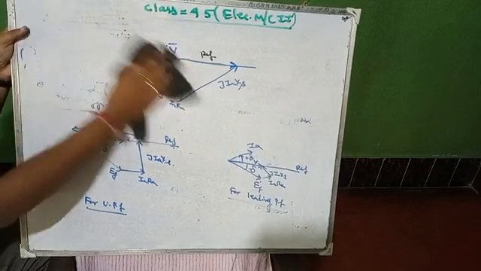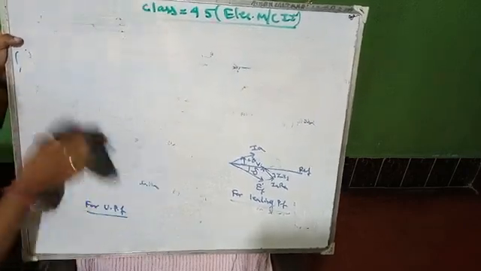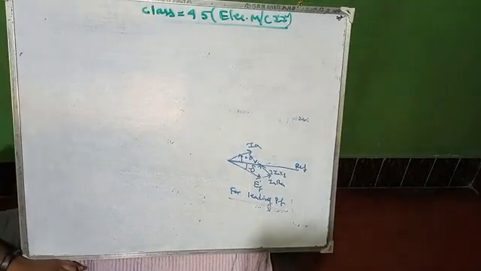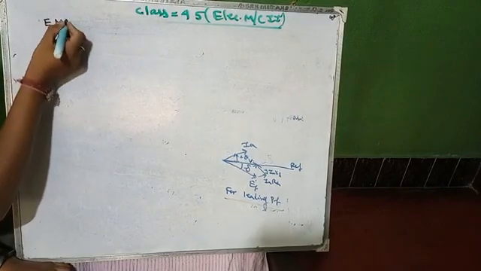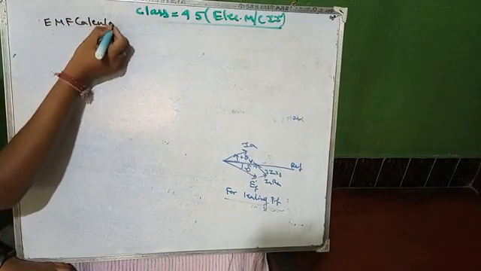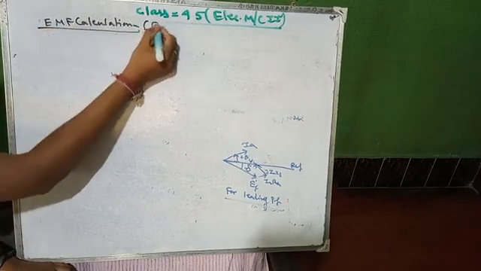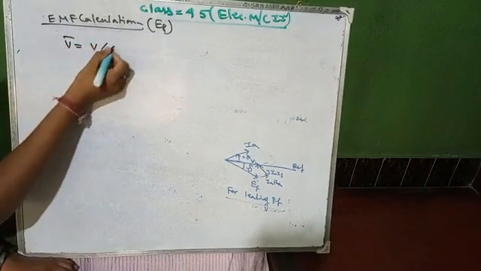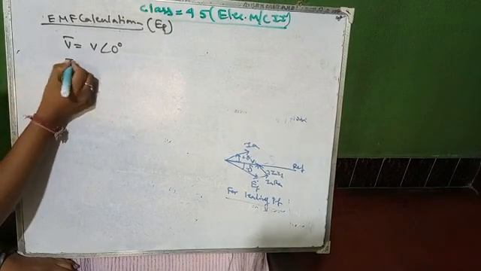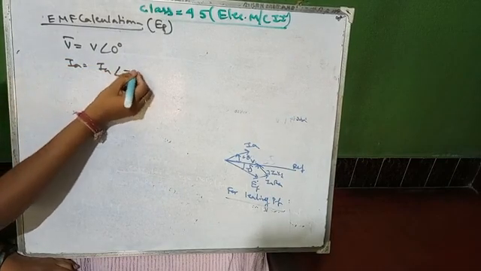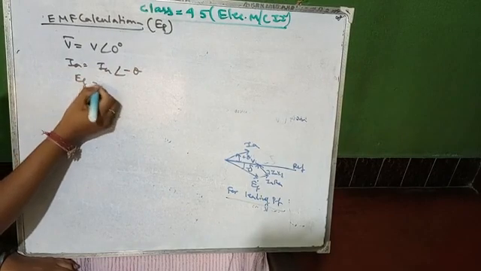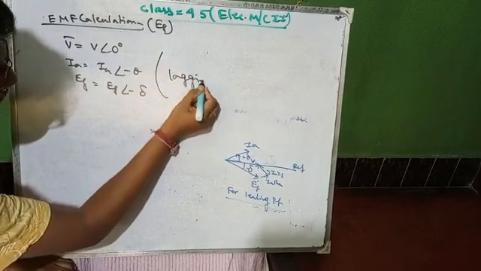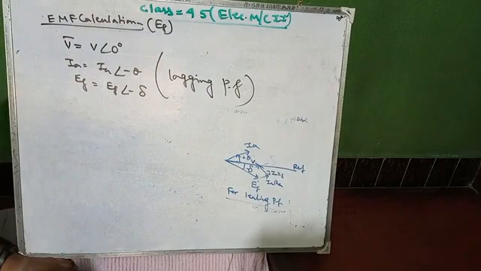Now I am moving into the EF calculation, the EMF calculation or excitation EMF calculation. So EF should be calculated. We can predetermine it: V phase equals V angle 0, IA equals IA angle minus theta, and EF equals EF angle minus del. That means we are taking lagging power factor. We are assuming it's a lagging power factor.